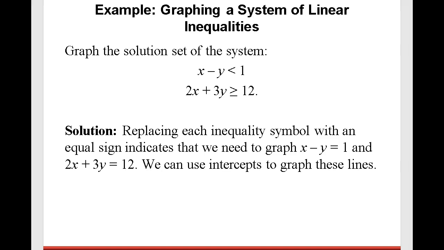Let's do an example. We have this 2 by 2 system, x minus y less than 1, and 2x plus 3y greater than or equal to 12. To find the solution, you get the boundary line for each inequality. These are your boundary lines: x minus y equal to 1 and 2x plus 3y equal to 12. So use the intercepts to graph each one of these.